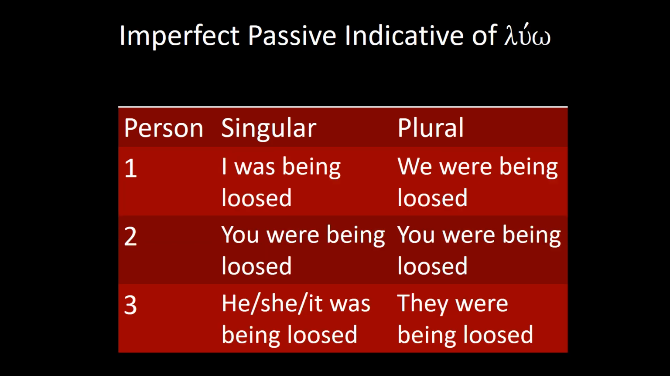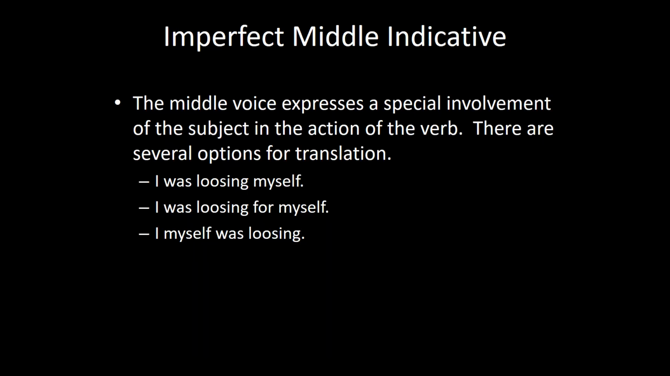So if the form is passive, I was being loosed, action in progress, past tense, the subject is acted upon, passive. I was being loosed, you were being loosed, he, she, or it was being loosed, we were being loosed, you were being loosed, they were being loosed.